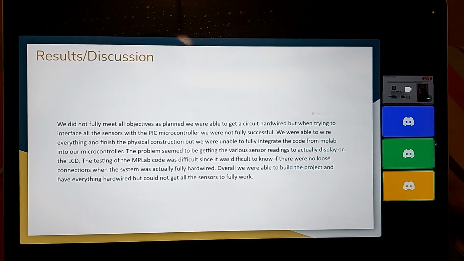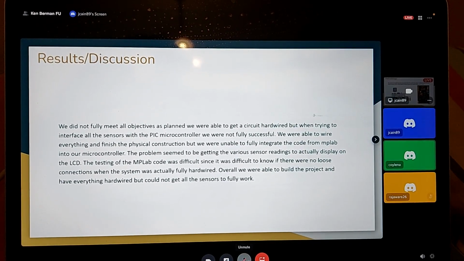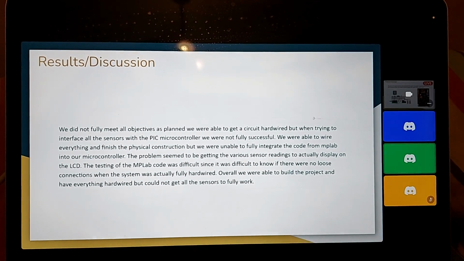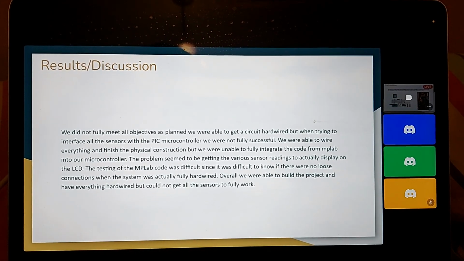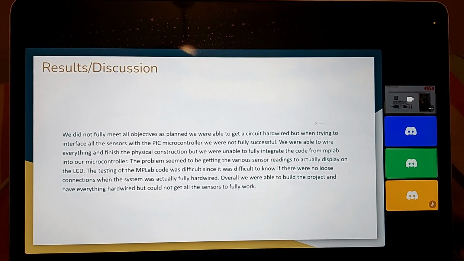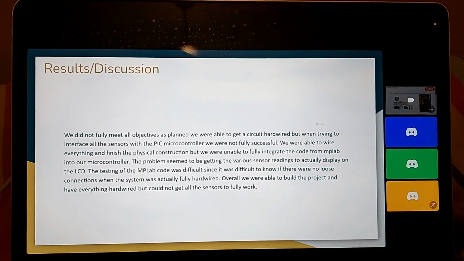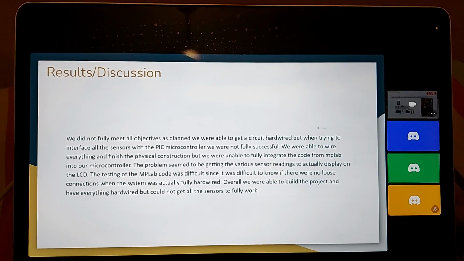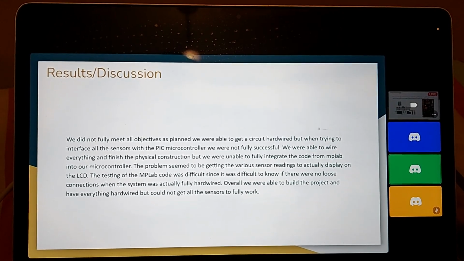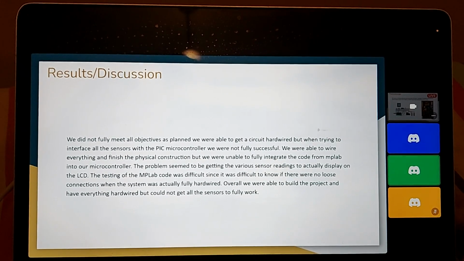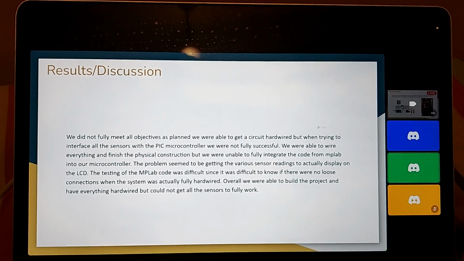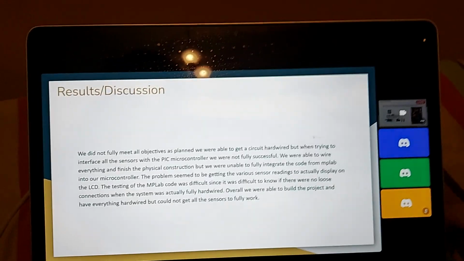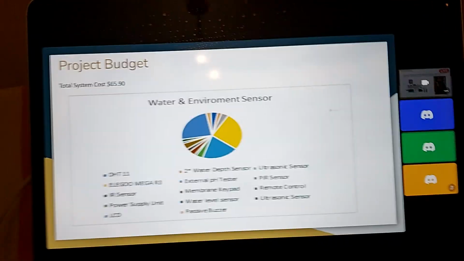So to discuss our results, we actually didn't meet all of our objectives as we planned. We had some trouble wiring up a few of the sensors. We originally planned to use many more, around 8, but we were only able to use around, I think, 3 or 4. So here is a slide for our project budget.